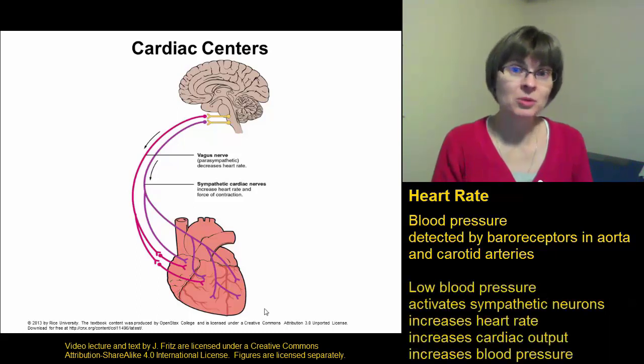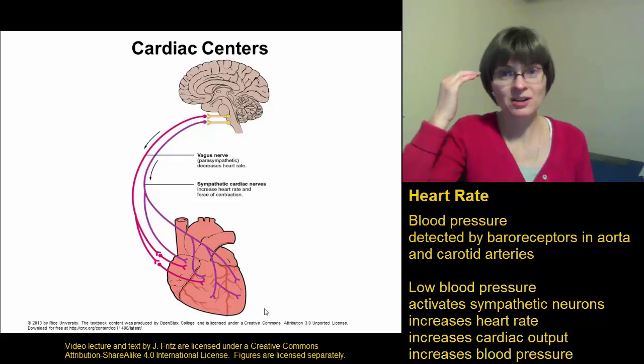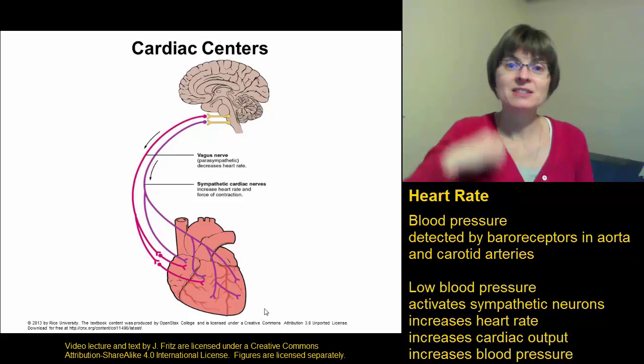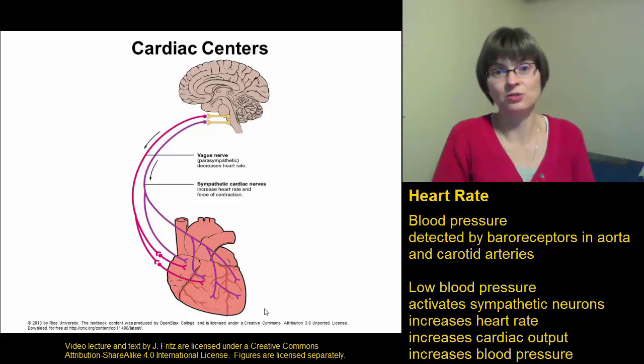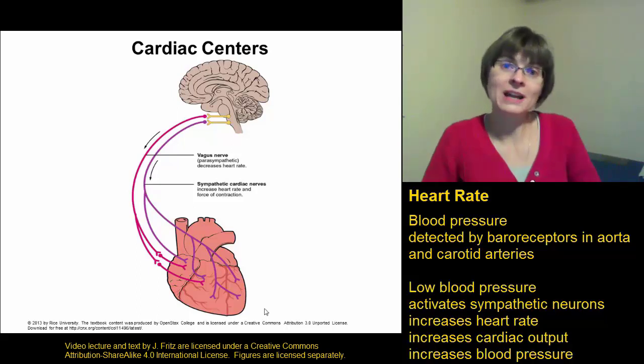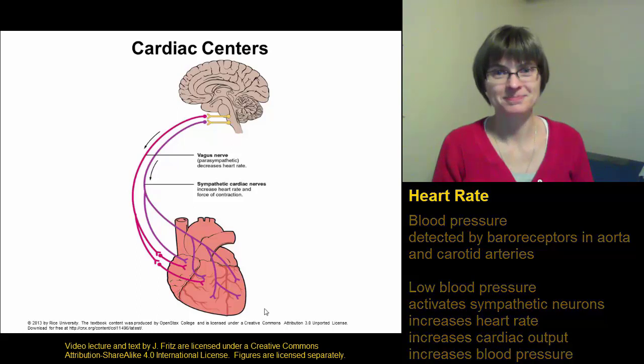On the other hand, if your blood pressure is too low, then the baroreceptors send signals up to the cardiac center that are going to activate sympathetic neurons. The sympathetic neurons are going to increase the rate of contraction and increase the contraction strength, so you push more blood out into the arteries and raise the blood pressure to where it belongs.